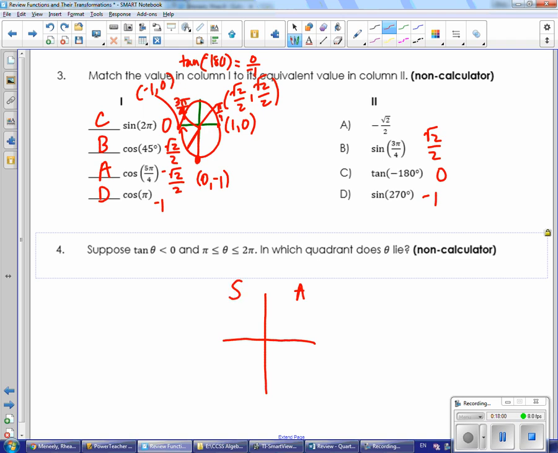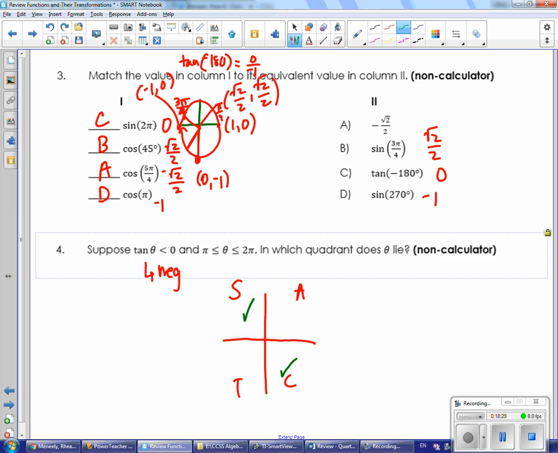All Students Take Calculus. If I'm telling you that the tangent is less than 0, I'm telling you that the tangent is negative. Well, All Students Take Calculus is telling me what functions are positive in these quadrants. So I know that in quadrant 1, all of the functions are positive, and in quadrant 3, the tangent is positive. So that must mean that in quadrant 2 and in quadrant 4, the tangent must be negative. So I'm going to put a little check mark there.